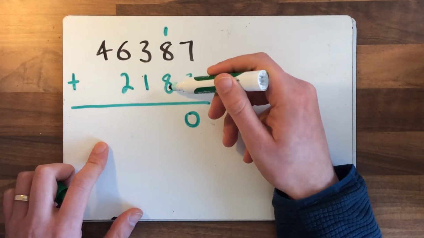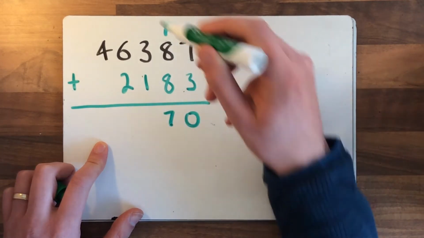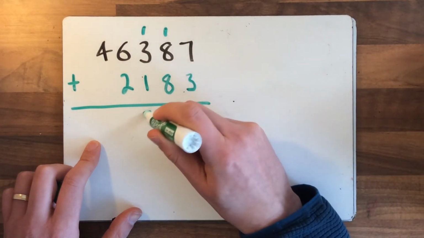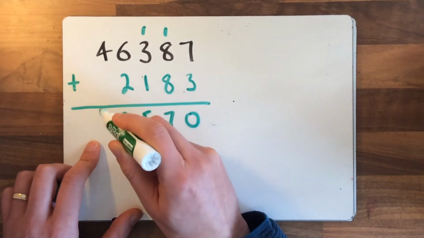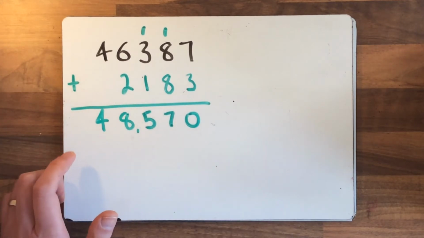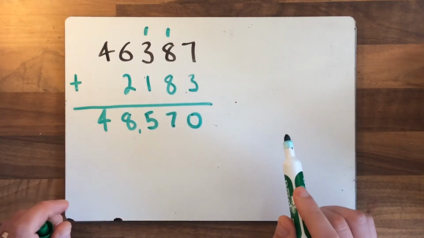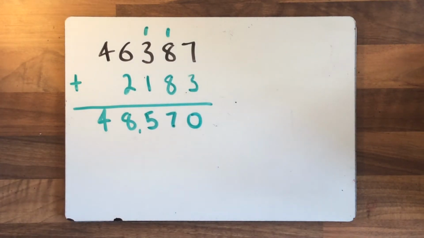8 and 8 is 16, and 1 is 17. 7 goes there, the 1 goes over there. 3 add 1 add 1 is 5. 6 add 2 is 8, and then there's nothing to add onto the 4, so that can just come down. 48,570. And if we look at these two numbers, it looks like a sensible answer, doesn't it? Whereas if we'd done it the other way, the answer would definitely have been incorrect.